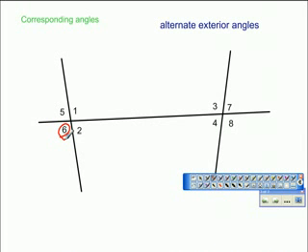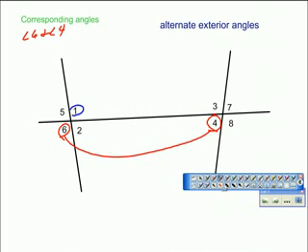Angle 6, it has a corresponding angle. I'm looking for an angle that is to the bottom of the transversal and to the left of the line. Which angle corresponds to 6? It's below and to the left. Which one? 4. See how it's below and to the left? So these two are corresponding angles. Angle 6 and angle 4.